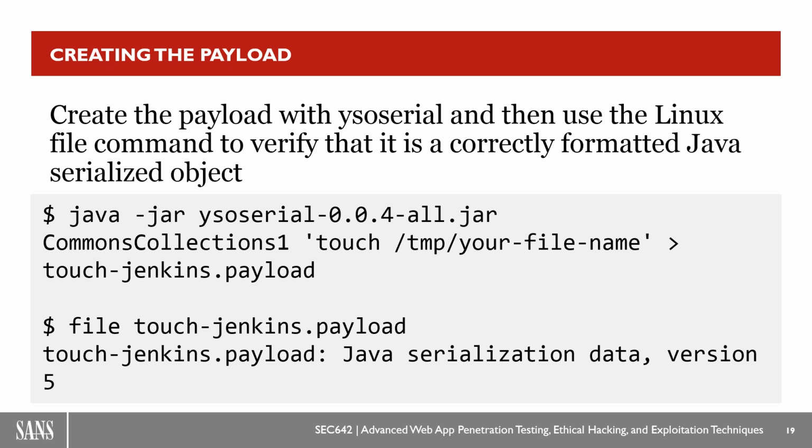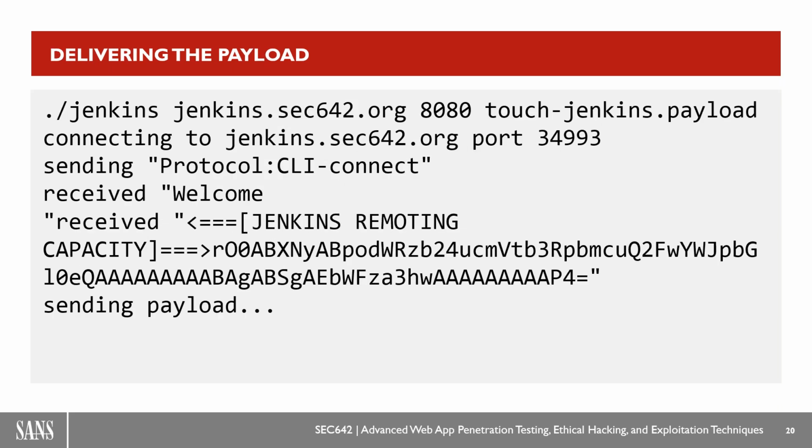So literally, Jenkins will accept a serialized object from the command line interface and run whatever is in it, assuming that you could not have changed it. That's not a good assumption, is it? So we could have injected, in this case, an attack. So that creates the payload with ysoserial.